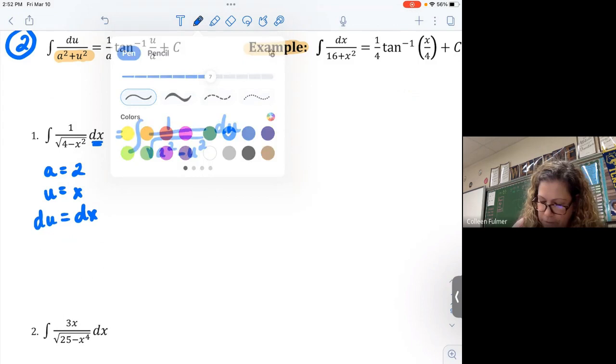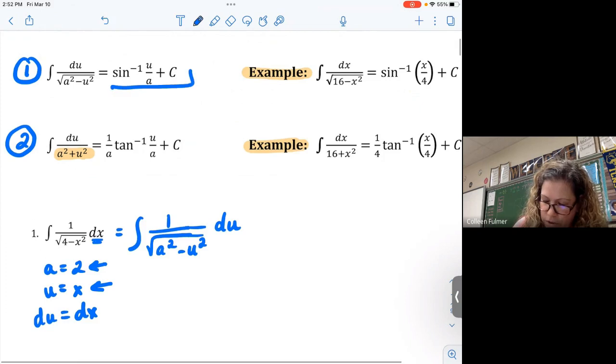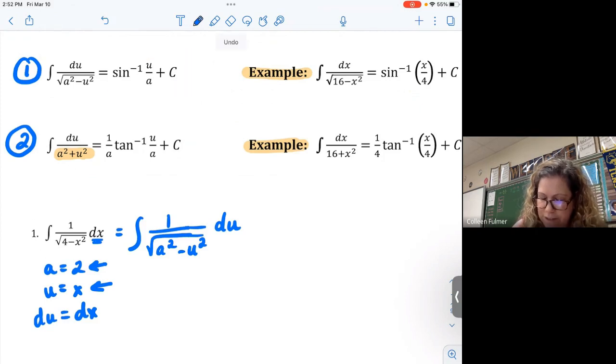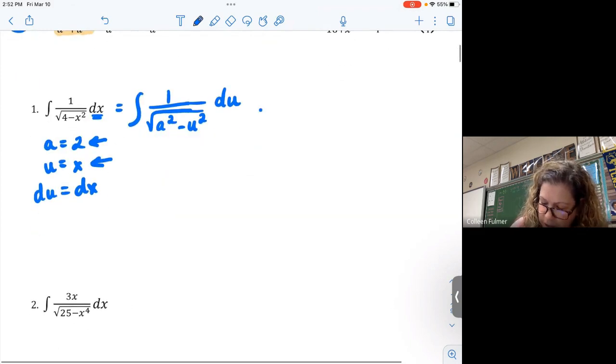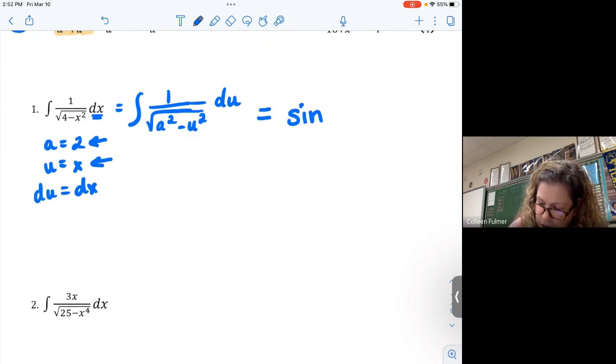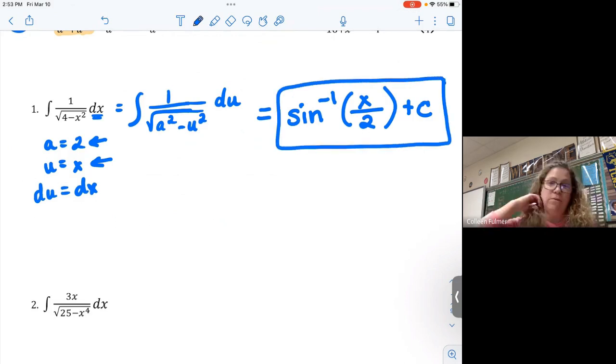Okay. So then if I know my A value and I know my U value, I can just plug it right into the template for the inverse sine. That says the inverse sine of U divided by A plus C. So I get the inverse sine of U, which is x, divided by A, which is 2, plus C. And that's it. That's the answer. Nothing crazy going on. Okay, switch up colors here. I'm going to go to purple for this one.